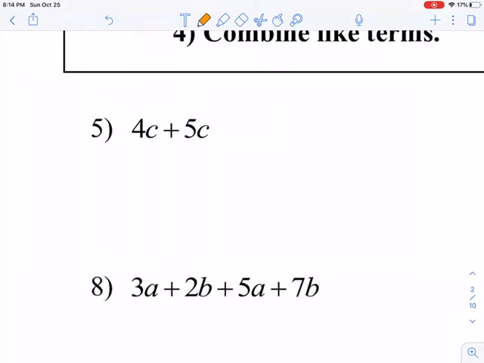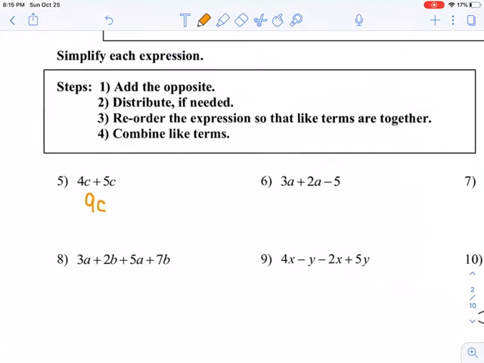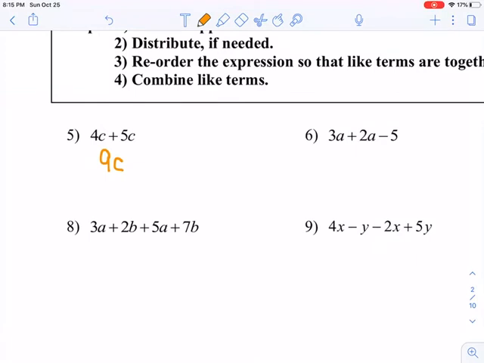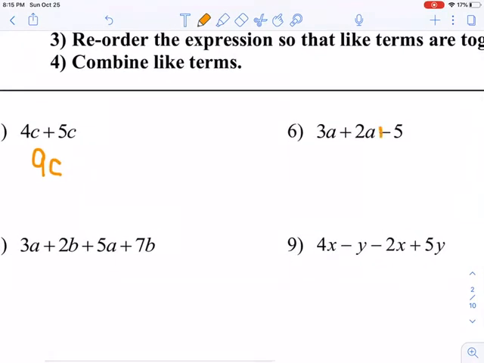Remember, you can only add and subtract things that are the same. So in number 5, because they both have c's, you can combine them to make 9c. If you look at number 6, you have a subtraction in that one, so I'm going to change it to a plus negative. You don't have to, that just helps me know where my positives and negatives are if I'm dealing with all addition. It looks like I can combine these two because they both have a's, so they make 5a's, and then we have a plus -5. You can also write it as 5a minus 5. Those are the same.